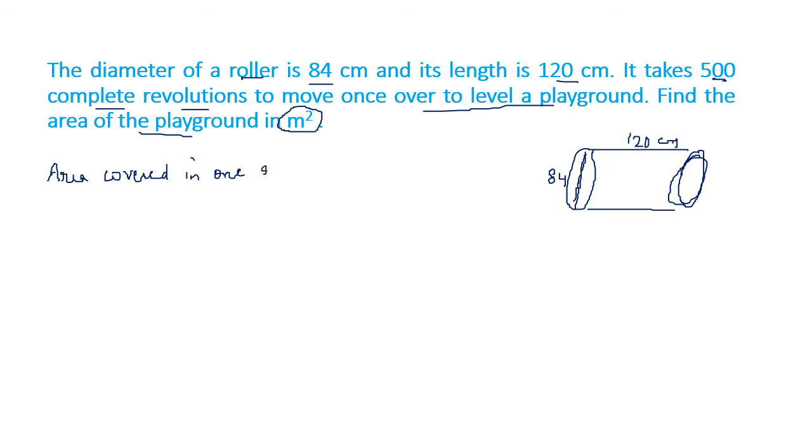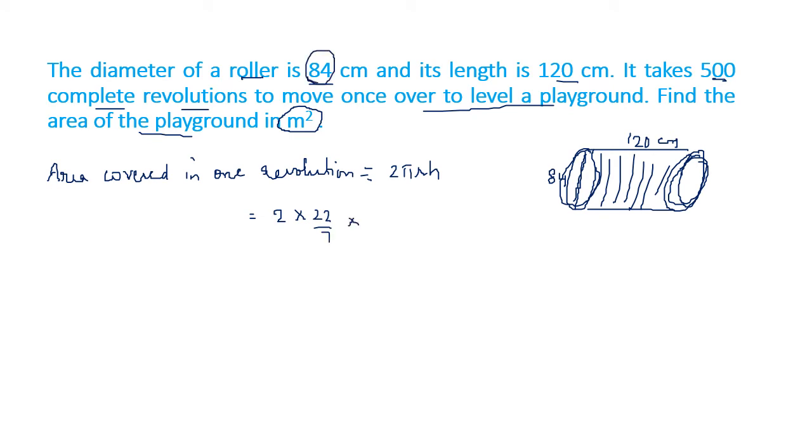So first we'll find out the area covered in one revolution. If you roll this cylinder, if you open up the cylinder, then the area covered, you can try, is the curved surface area, that is 2 pi R H. So we'll write down 2 into pi, 22 by 7 into R. Diameter is 84, so R is 42, into H, which is 120 centimeters.